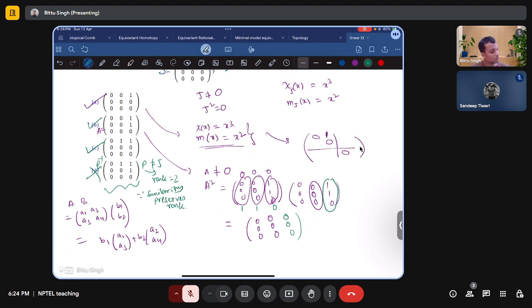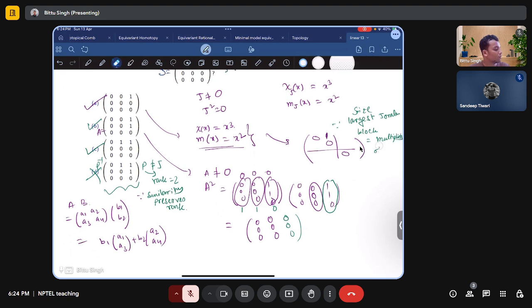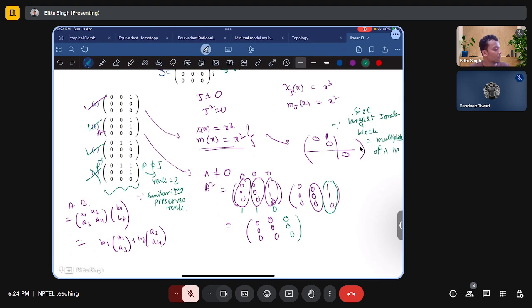And this is because of the fact that the size of the largest Jordan block is the same as the degree, that is, the multiplicity of lambda in the minimal polynomial, corresponding to lambda.